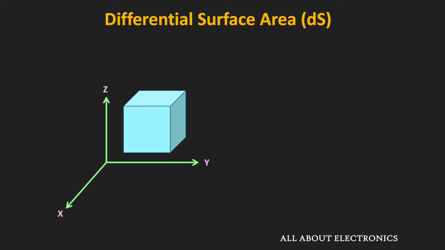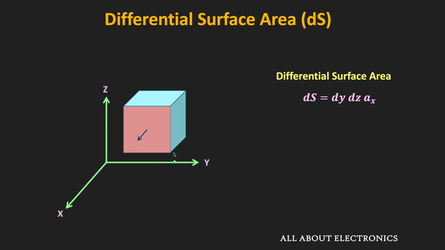So for example, if you take the surface of the cube, then here the x coordinate remains fixed, while y and z are changing. So for this surface, the differential surface area can be given as dy times dz times ax. Because here, the direction of this differential surface area will be normal to the surface, and it will always point in the outward direction. So in this case, it is pointing in the plus x direction.